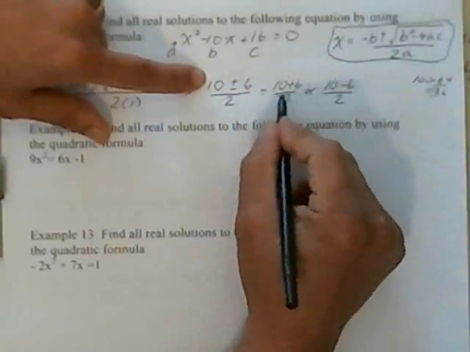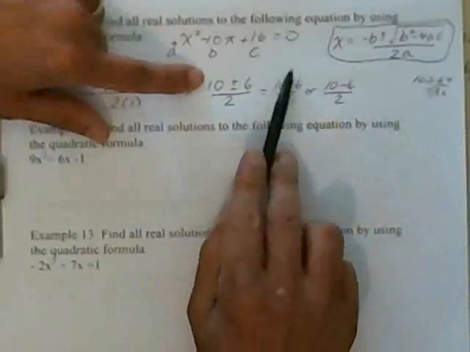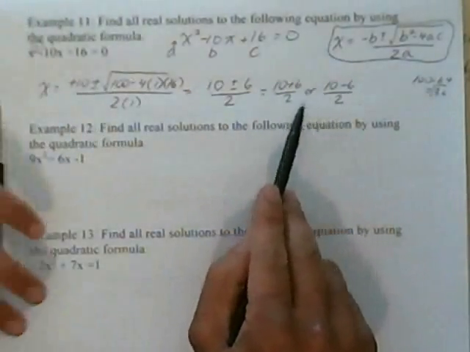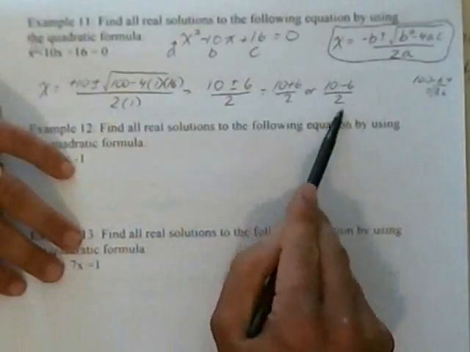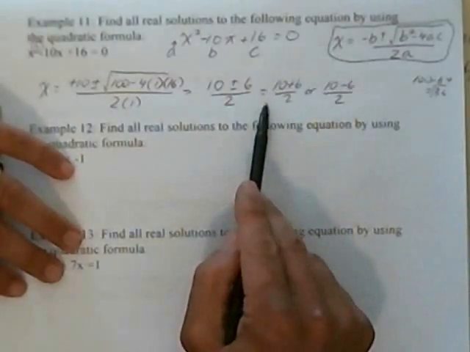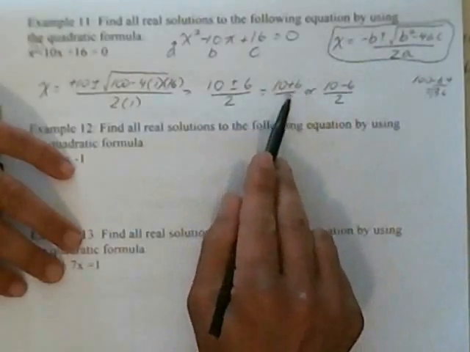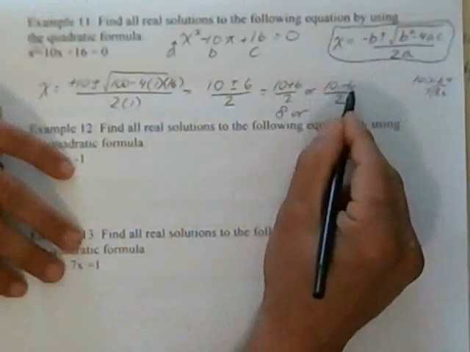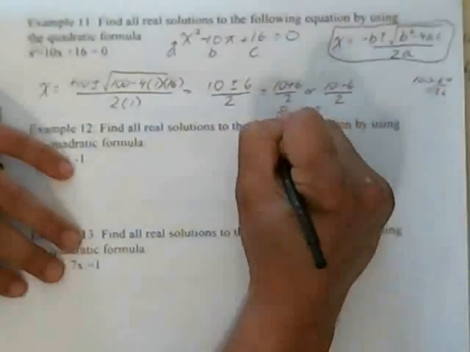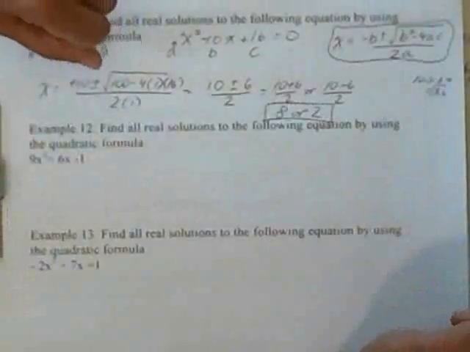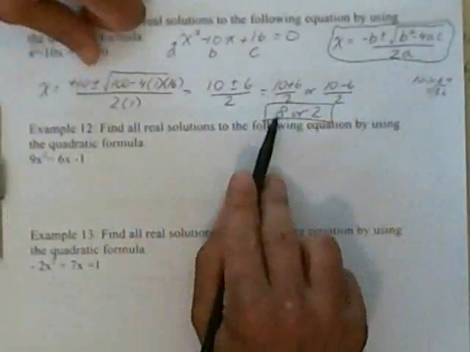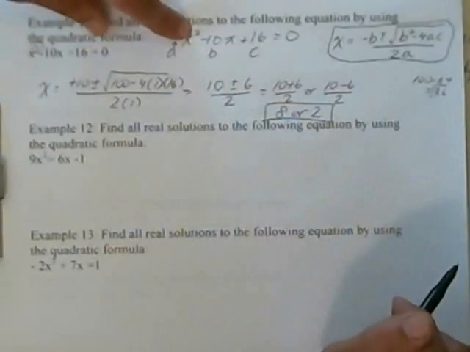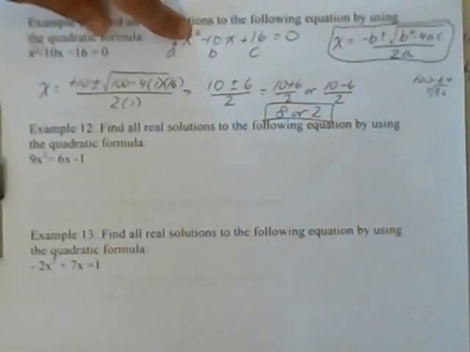Always write these out, guys, so that you're not doing this in your head. If you do this in your head, you're prone to making more mistakes. Something that I do with my students is I make them write them down all the time. Okay. 10 plus 6 is 16, divided by 2, that's 8. Or 10 minus 6 is 4, divided by 2 is 2. So those are some good habits to have. The answer is going to be 8 or 2. I could have also factored this. Let's see.